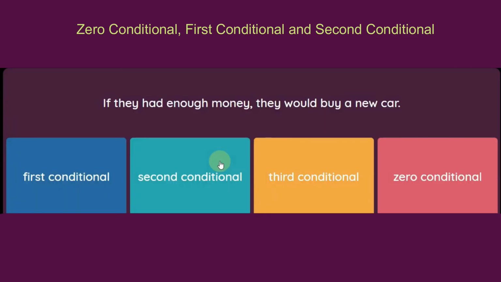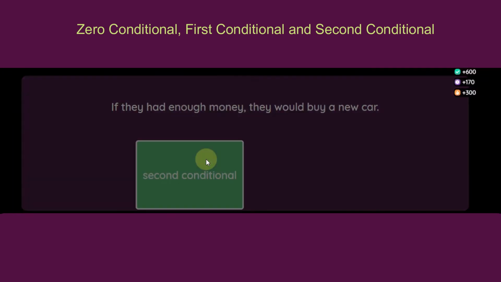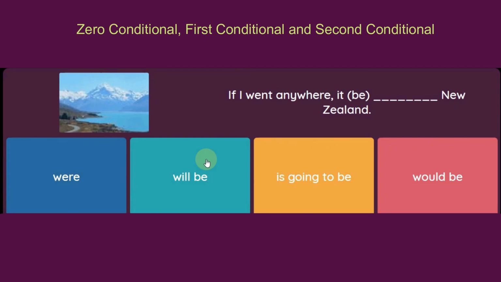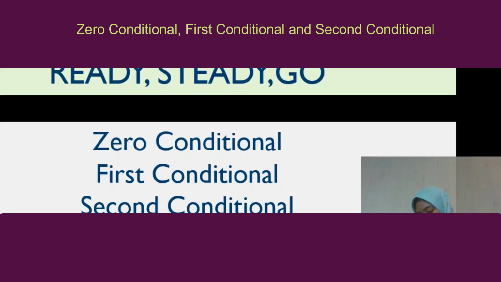Question number 11. If they had enough money, they would buy a new car. Which conditional is the sentence here? Yes, it is second conditional. Question number 12. If I went anywhere, it New Zealand. If I went anywhere, here we are talking about second conditional. The answer is would be New Zealand.